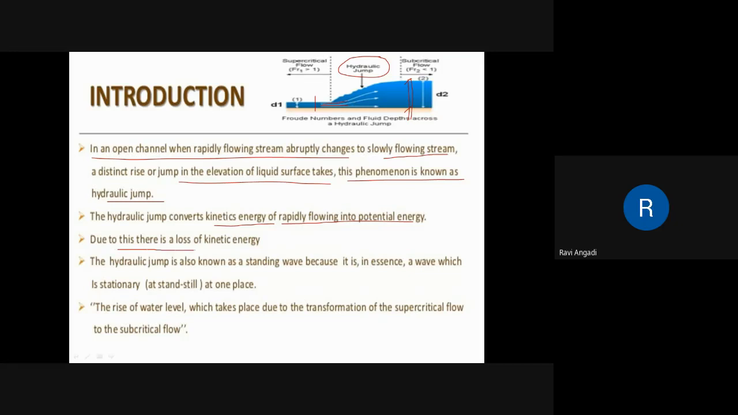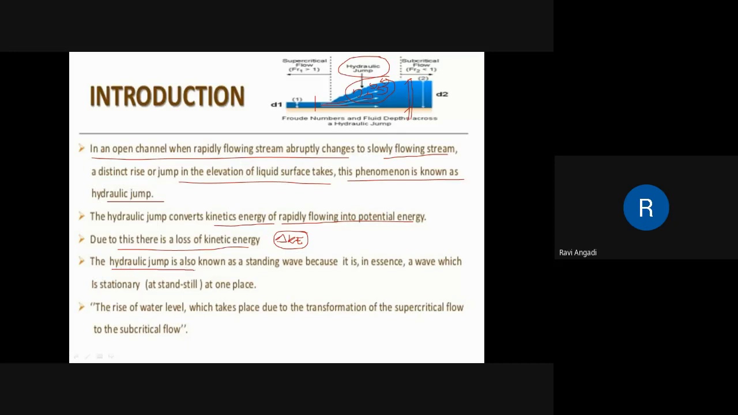Due to this, there is a loss of kinetic energy. Because of the hydraulic jump, we get a loss in kinetic energy. That loss we need to calculate later: how much is the loss in kinetic energy. Because it is flowing from supercritical to subcritical, there is a loss in energy because of the hydraulic jump. And because of the hydraulic jump, turbulence is generated, eddies like this. Because of this there is a loss in energy. That loss we need to calculate later.